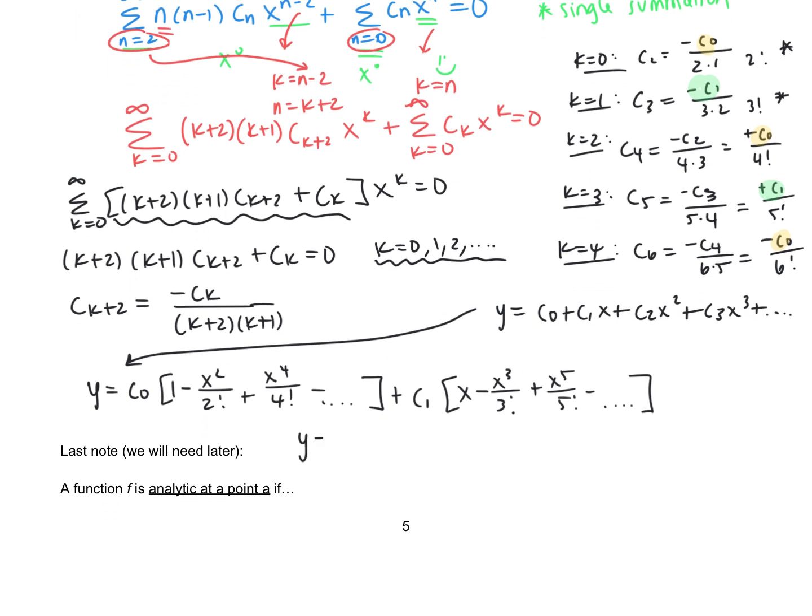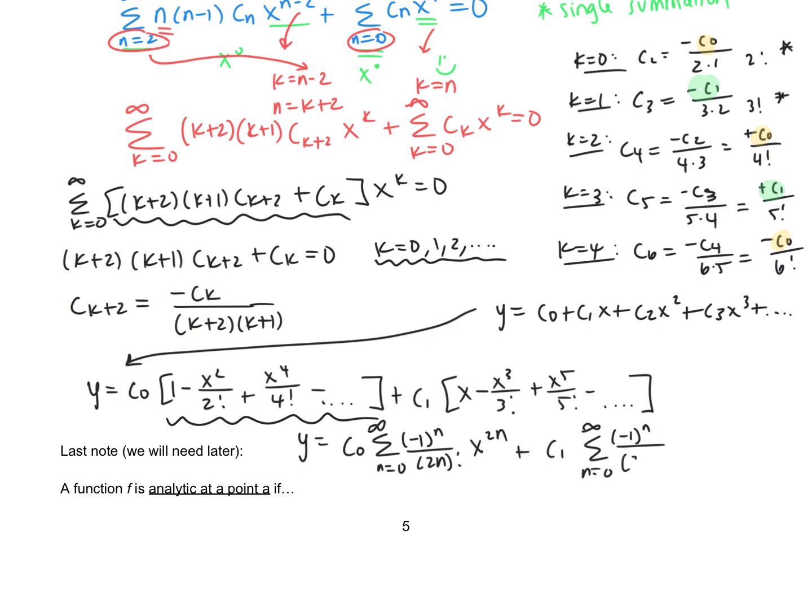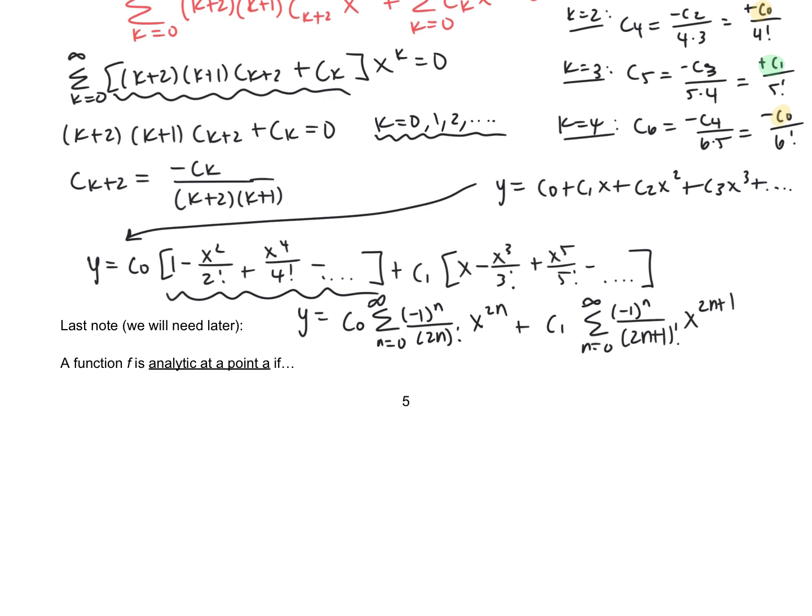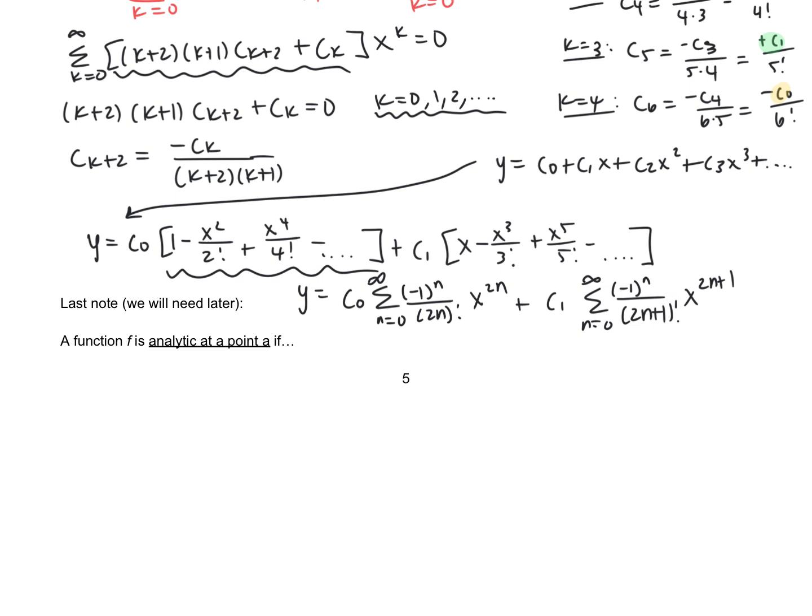So if I rewrite this first power series, that is the sum from n equals 0 to infinity of negative 1 to the n over 2n factorial, x to the 2n, and then I have c1 times the sum from n equals 0 to infinity of negative 1 to the n over 2n plus 1 factorial, x to the 2n plus 1. And those should look familiar. And so finally, where we're going is that we have two solutions.